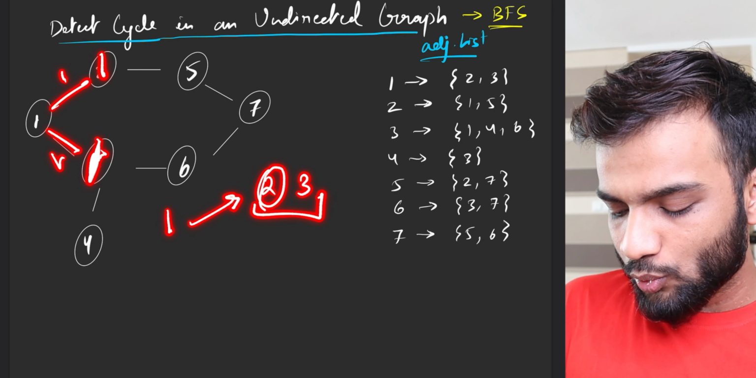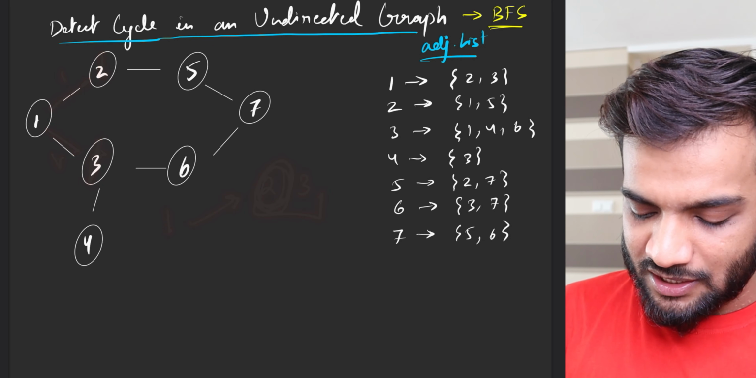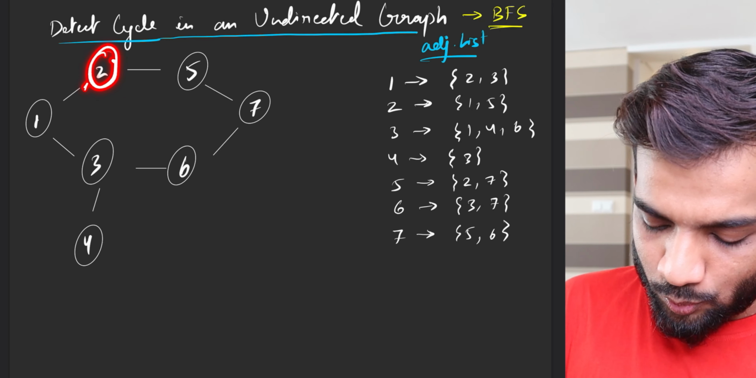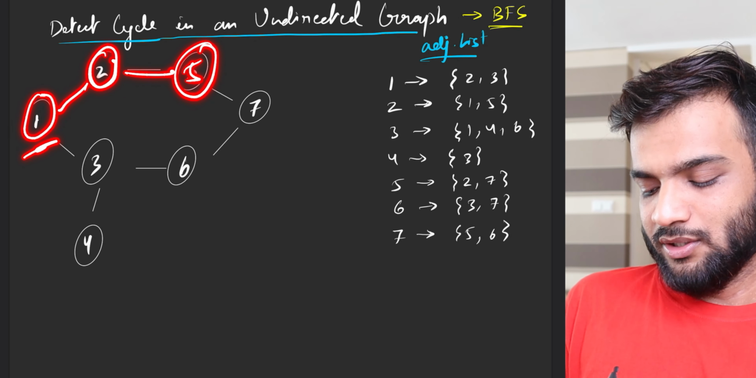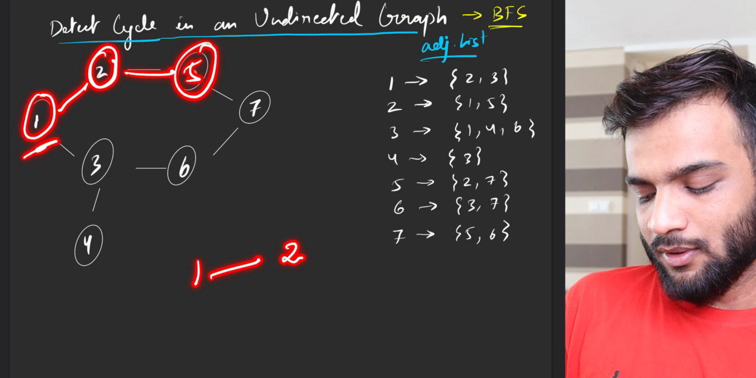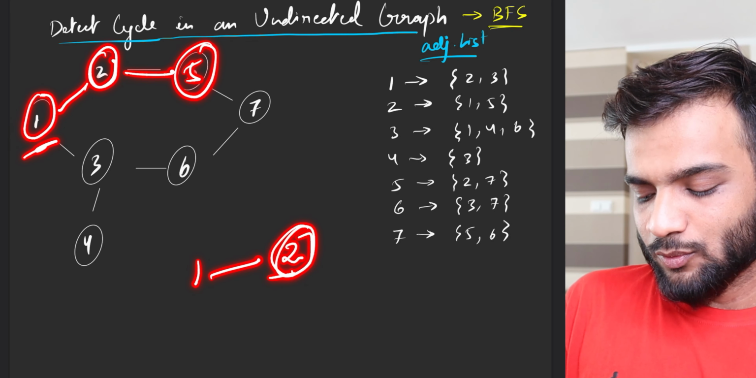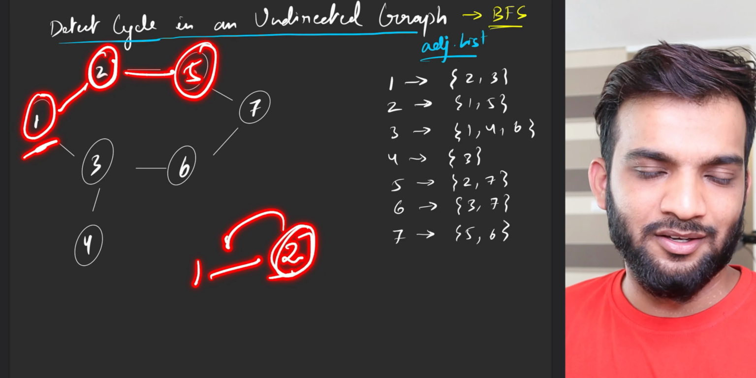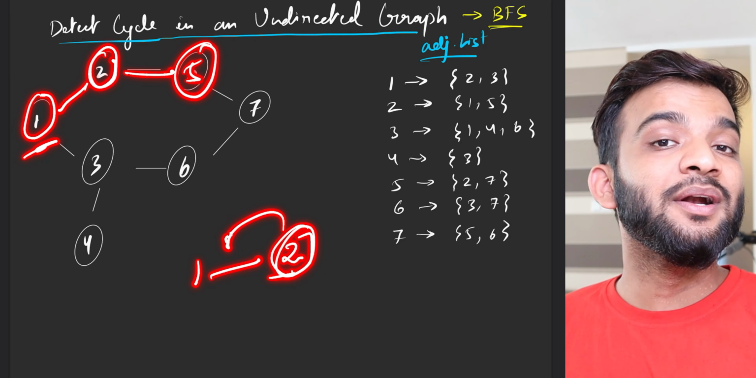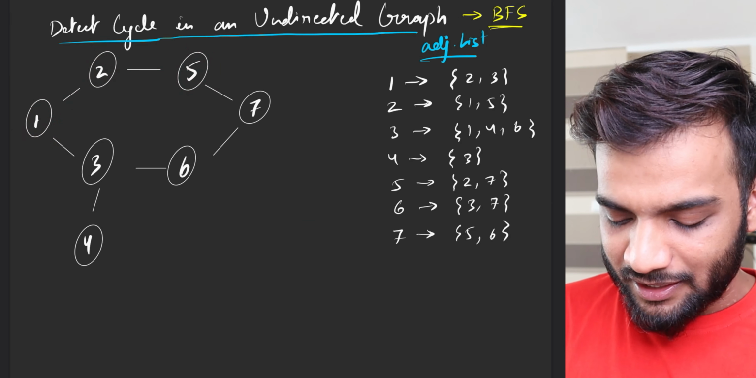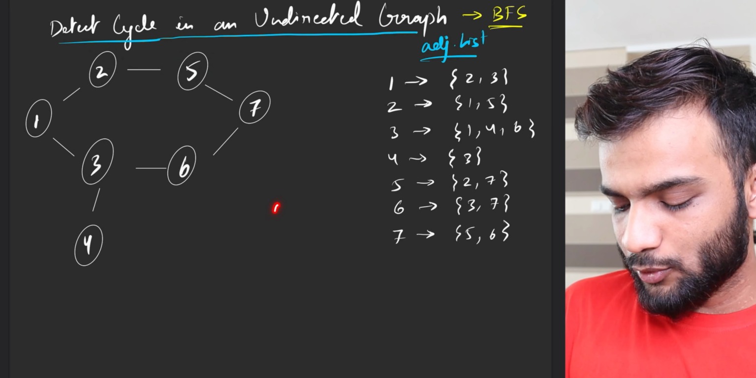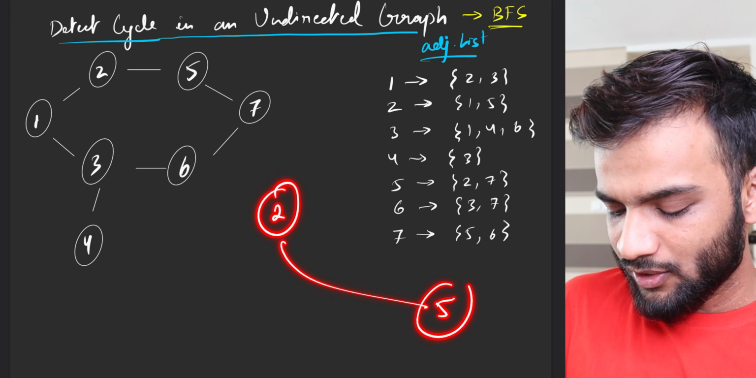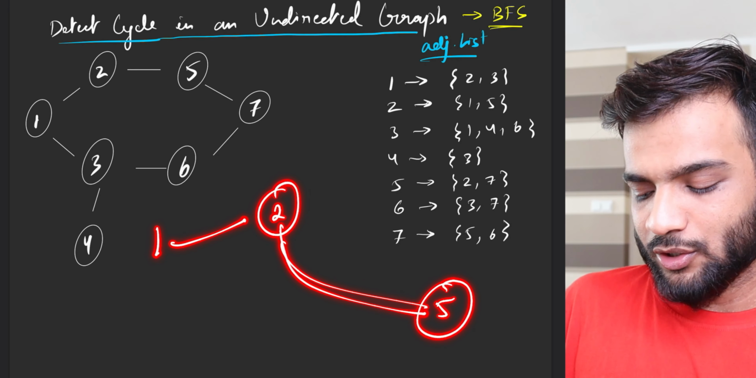Now from 2, where can you go? If you carefully see, from 2 you can go to 1 and you can go to 5. But will you go to 1? Dude, you just came from 1 only. So why will you go back to the node from which you came? You need to do a traversal. So from 2 you can go to 5. From 1 you came to 2, and from 2 you can go to 5.